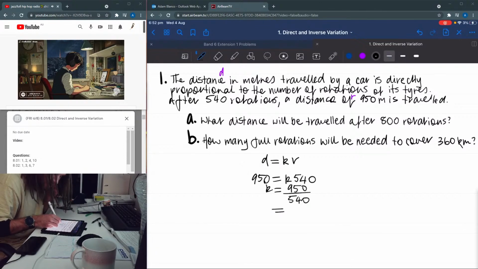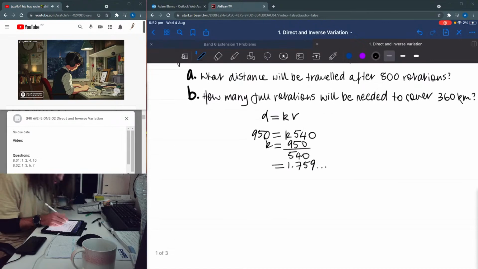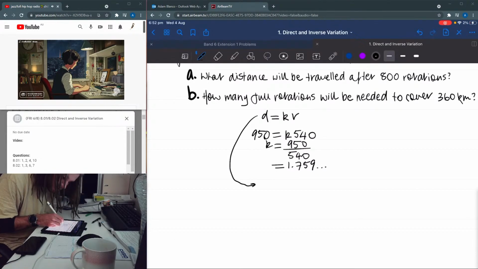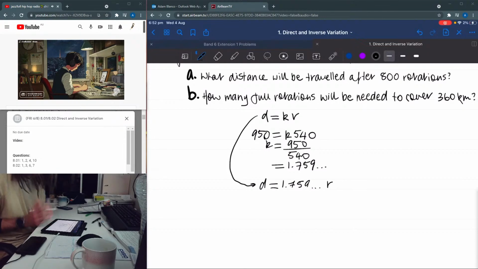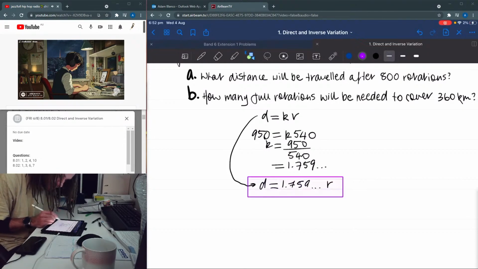Okay, so that's around about 1.759. Let's call it that. So that's k. Once I have my k value, I can write my equation. And that is the equation I use for the question now. So I now use this to answer what the question gives me.